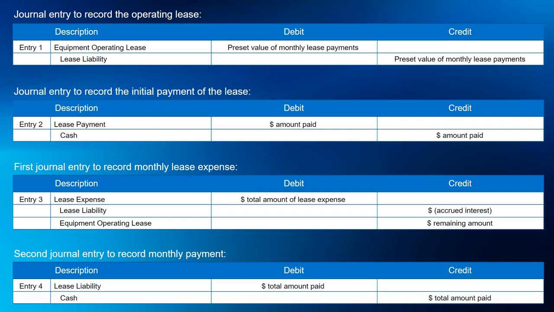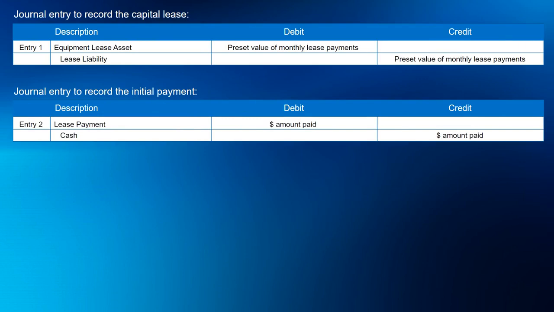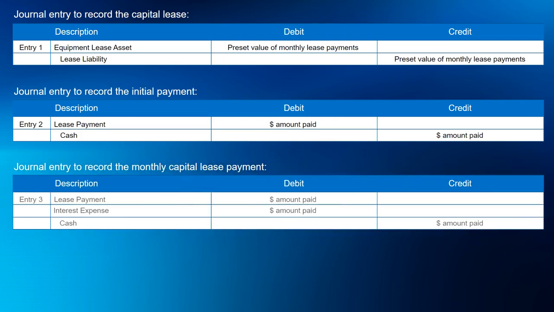All right, now let's take a look at the journal entries for a capital lease. The first entry is to record the capital lease. We'll then need another journal entry to record the initial payment for the capital lease. Finally, just like before, we'll need a journal entry to record the monthly capital lease payment itself.